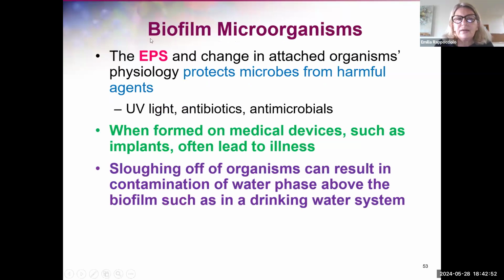The extracellular polymer, which is this EPS, which is this extracellular matrix, protects the microbes from UV light, antibiotics, antimicrobials, toxins, anything. And if this biofilm forms on medical devices like catheters, implants, and so on, that can cause very serious illness.